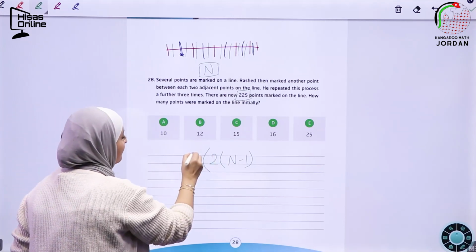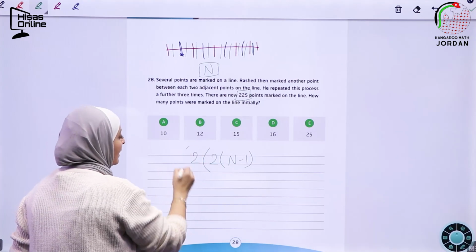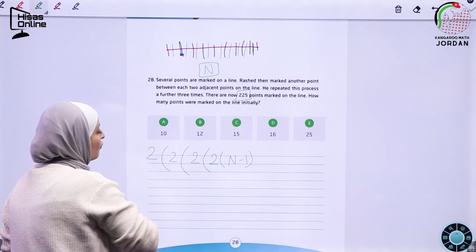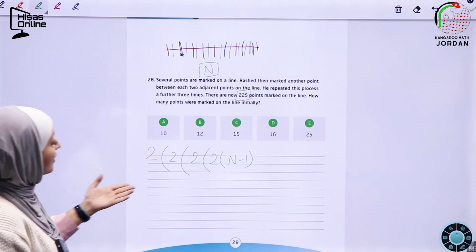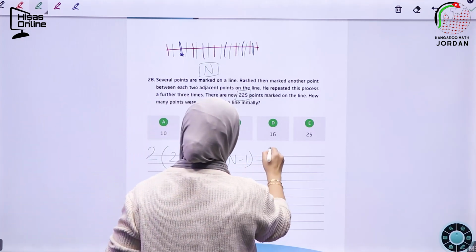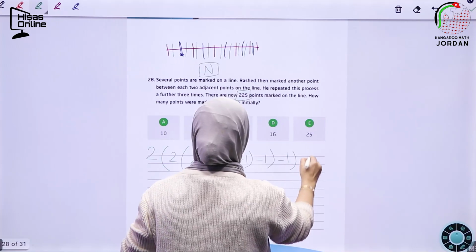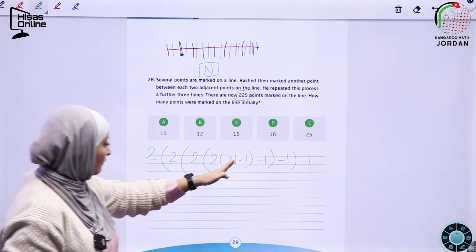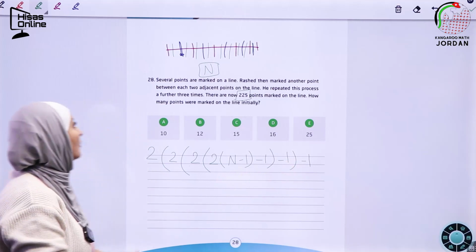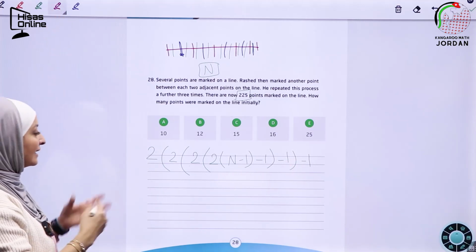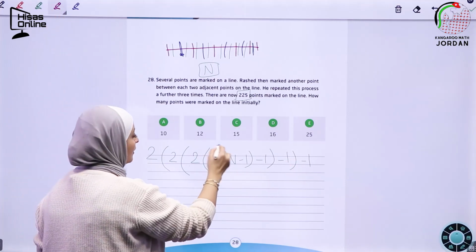This is my first time. Second time, I'll do the same. Third time and fourth time, okay? My target is to find here minus 1, and this is minus 1, and this is minus 1, and minus 1. Here we go, because first time, second time, third time, fourth time. Okay? Let's get out of the brackets and see what is going on.